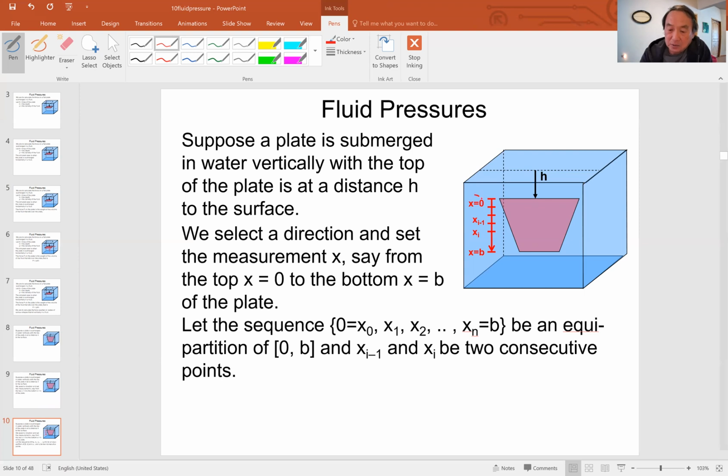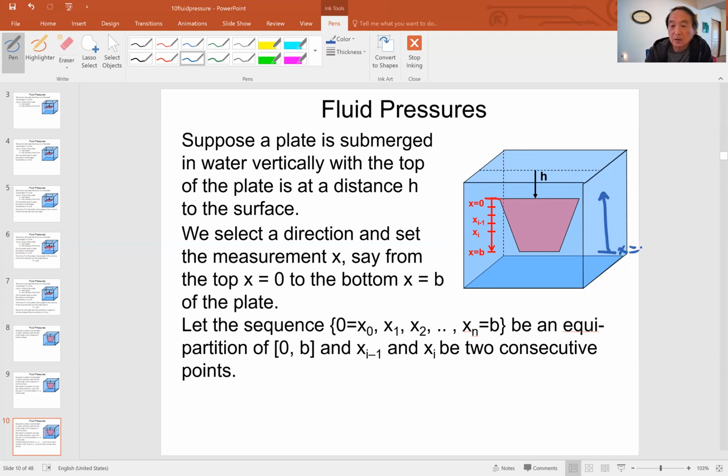Over here, I set x equal to 0 to be the top of the plate, and specify how far the plate is submerged. Just like before, there's no reason why we couldn't set x equal to 0 from here. Then the plate is submerged from H to whatever. Or we can do it from the bottom up. So there's flexibility.